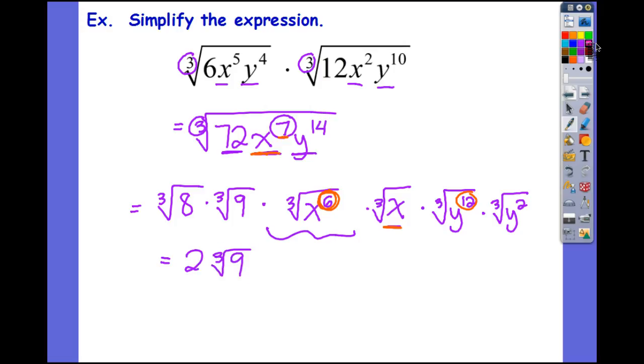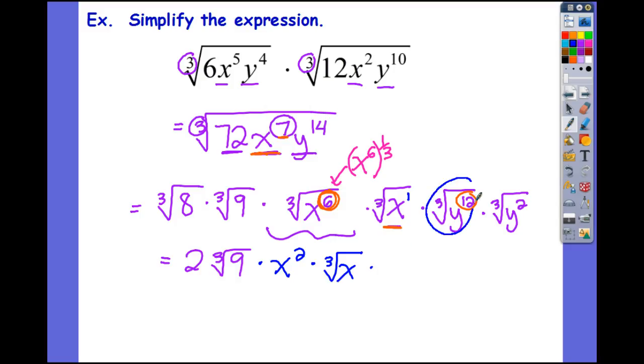This, remember, is like x to the 6th to the 1/3. So 6 times 1/3, or 6 divided by 3, that would just be x squared. And then I'd have that cube root of x still. Can't simplify this because that exponent is smaller than the index.